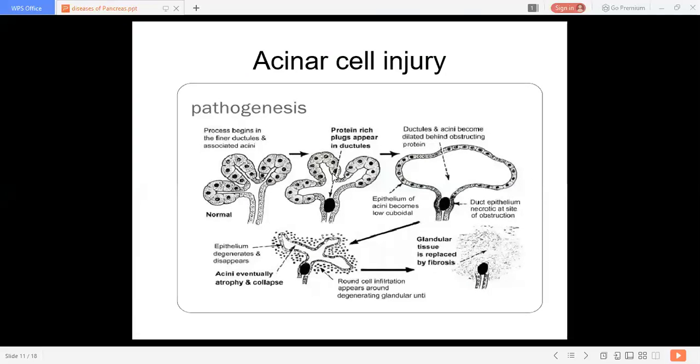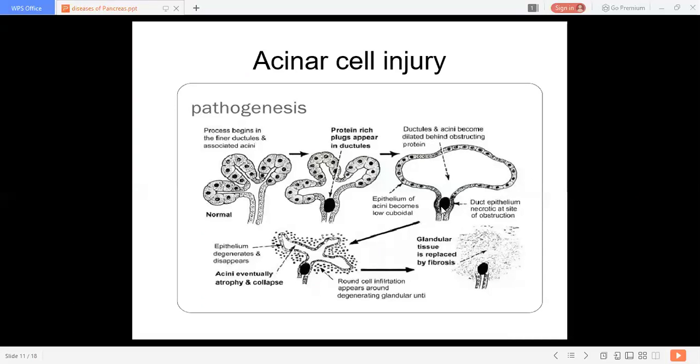Here you are looking at normal acini. Now because of obstruction, a protein-rich plug appears in the duct, which causes obstruction to the acinar duct. The ducts and acini become dilated due to the blockage by this protein-rich fluid. They become dilated behind the obstructing protein. The duct epithelium becomes necrotic at the site of obstruction. There is necrosis at the site of obstruction.